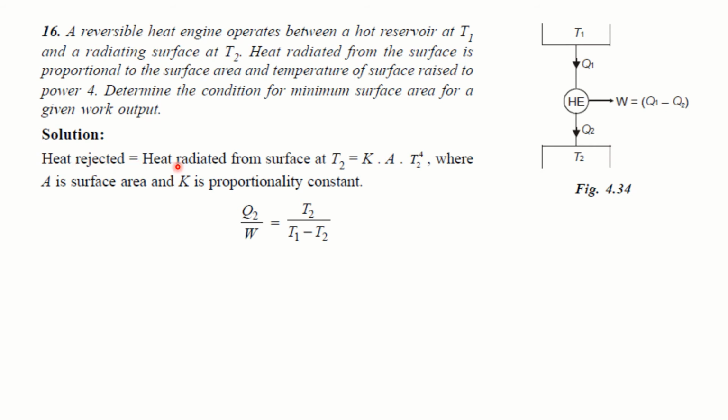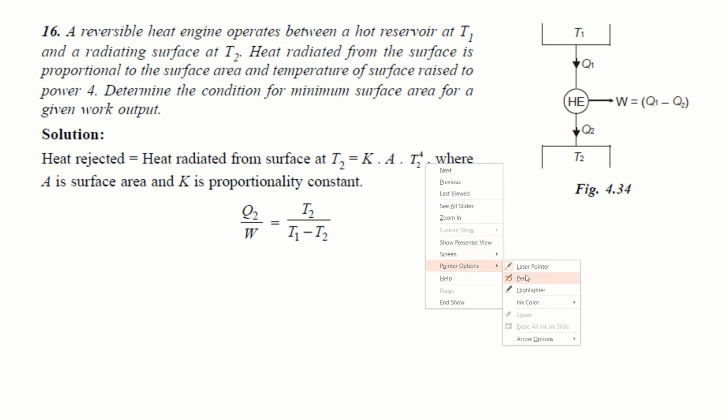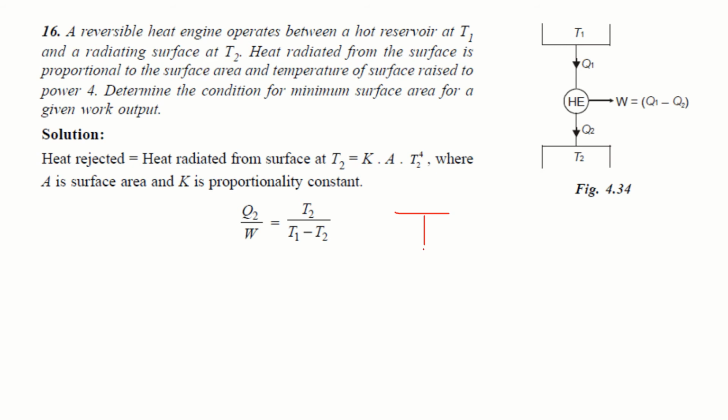Heat rejected is equal to heat radiated from surface at T2. Proportional to means what is that I should write? T2, proportional to surface area and temperature to the power of 4. So then I remove this proportionality constant, then I will introduce k. Okay, then fine. I've got this equation.